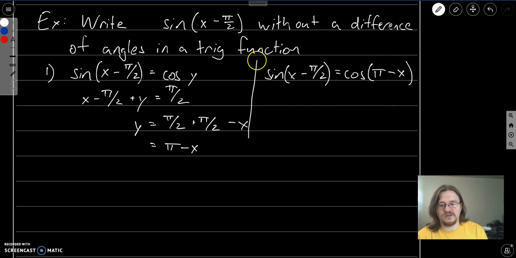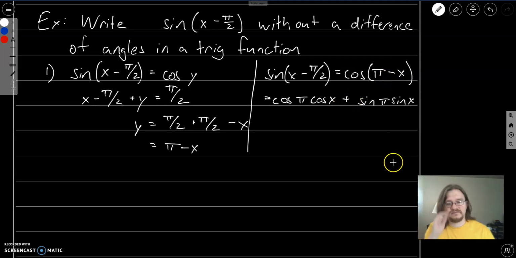So far so good. I've rewritten this in terms of a cosine, and now I can take that and use my formula. So again, when we have a sum or a difference inside of a cosine, we know that we can write this as cosine pi cosine x, sine pi sine x, and since I was subtracting it before, I will now have to add it. And now it's just a matter of going through and actually remembering what some of these are.